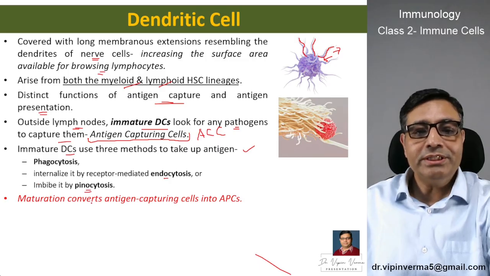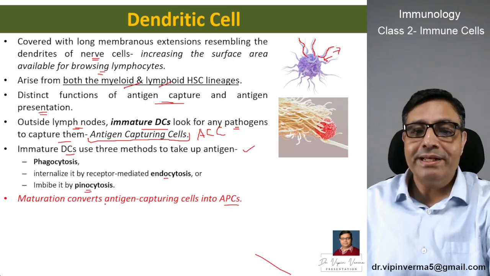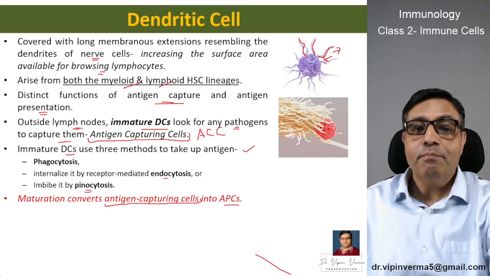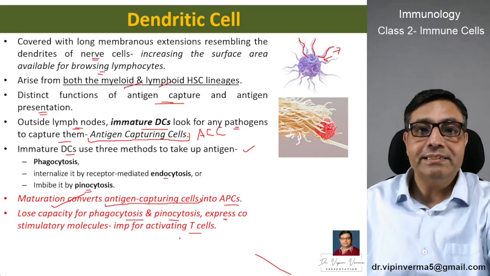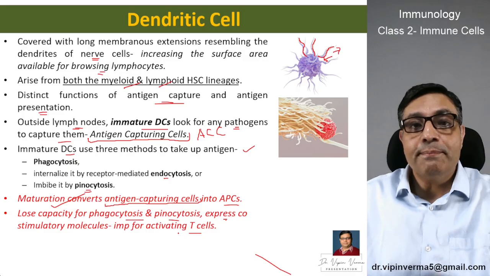So their maturation converts antigen capturing cells into antigen presenting cells. Now this is a very important point, because by now the immature cells are the antigen capturing cells, but once they are mature, now they are the antigen presenting cells, and they have to present the antigen. So they lose the capacity for phagocytosis and pinocytosis, and they express co-stimulatory molecules which are important for activating T cells. Now the question is why does it happen?